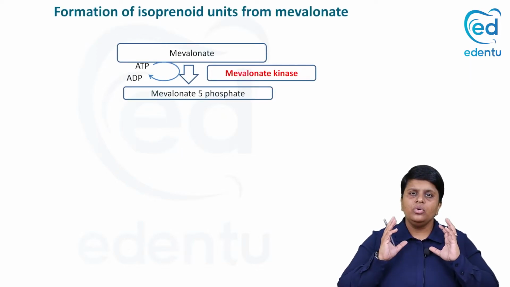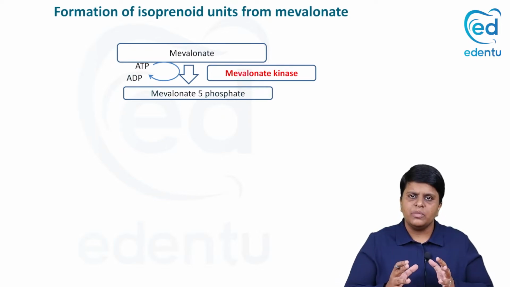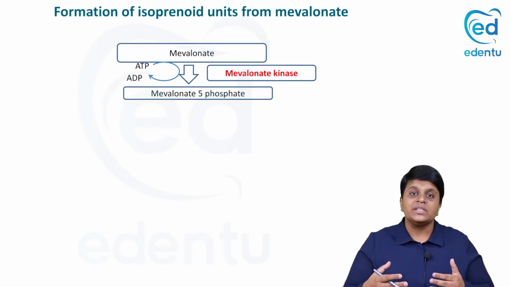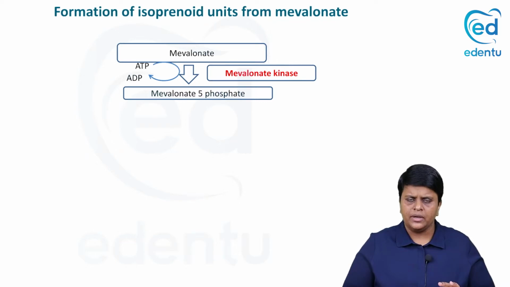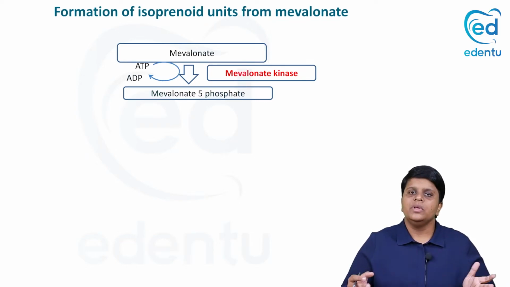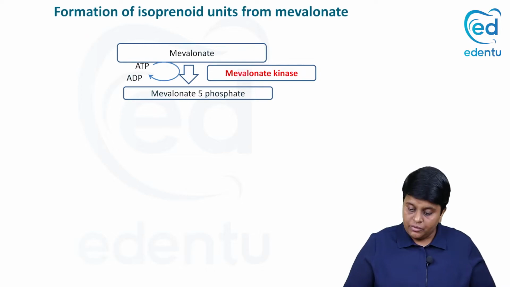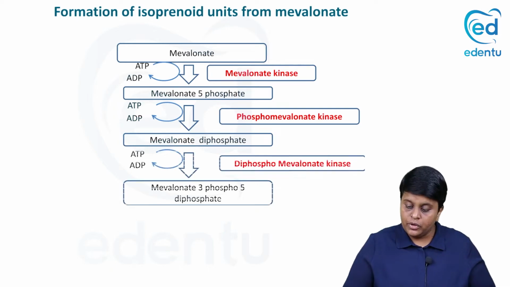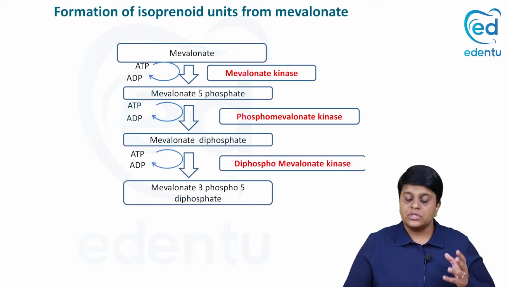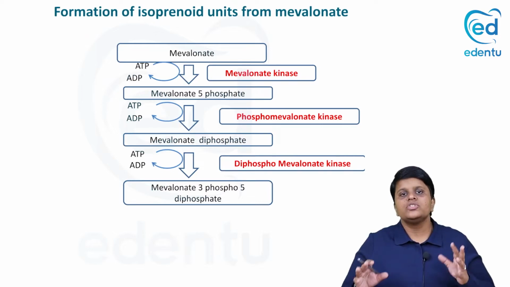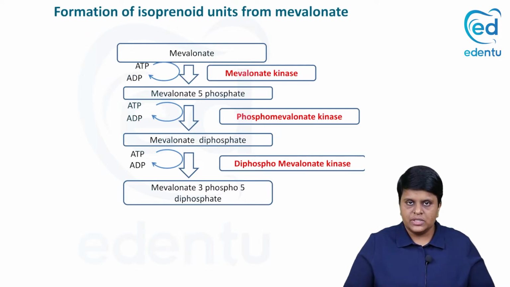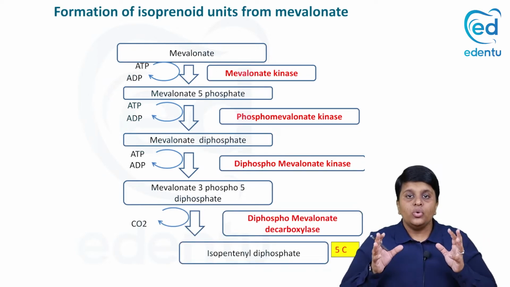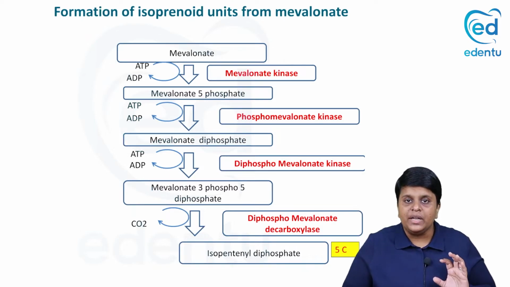Initially you need to add 3 phosphate groups to this mevalonate one by one. To add phosphate you need a kinase. So you add 3 kinases and highly activate this mevalonate. Then after that you remove a carbon to form the 5 carbon compound, right? So the first is mevalonate kinase which forms mevalonate phosphate, then phosphomevalonate kinase which forms mevalonate diphosphate, and diphosphomevalonate kinase which forms mevalonate phosphodiphosphate. Okay, so three kinases, so 3 phosphates are being added to mevalonate, and finally a decarboxylase removes one carbon. So you have a 5 carbon compound which is isopentenyl diphosphate.